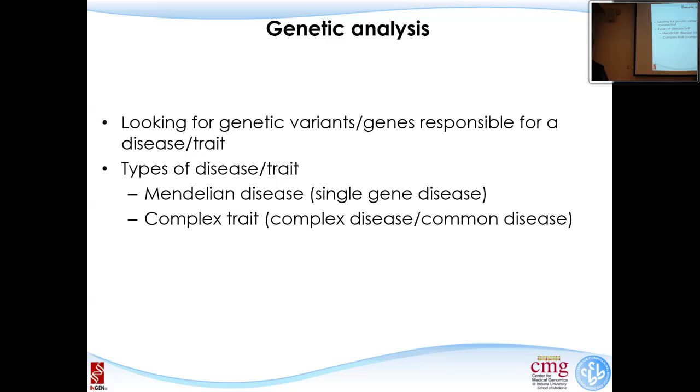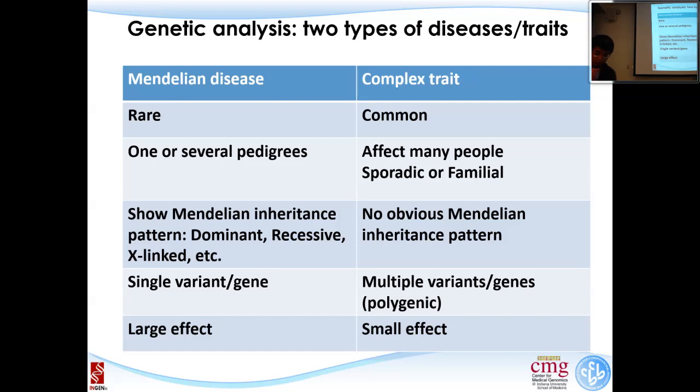So this is a comparison of these two types of disease. Mendelian disease is usually rare, running in one or just several big pedigrees. Because these pedigrees are big, you can clearly see their Mendelian inheritance pattern, like dominant or recessive. These are usually caused by one variant or maybe multiple variants in one gene, and this variant or gene has a very large effect. So if you have that mutation, most likely you are going to have that disease.